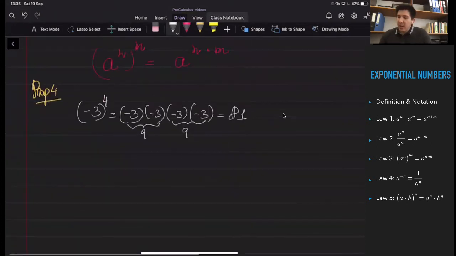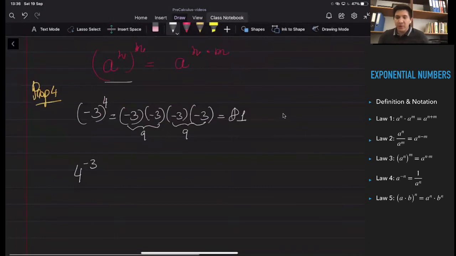At the same time, what if I would like to find 4 to the power of minus 3? Conceptually, it is not so clear what this means. That is why I'm going to use this rule. It tells me that I can multiply the powers of the powers, but at the same time, I can split this. So I'm going to write 4 to the power of minus 3 as 4 to the power of minus 1, all to the power of 3.